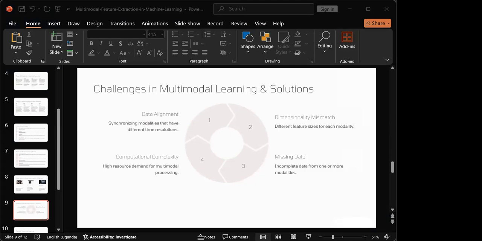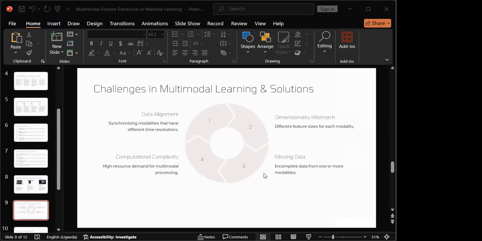Some of them take quite a period of time to attain. Then the solution there, we could have modality selection. If some of them have less information, you consider dropping them to reduce computational cost. Then you could also use lightweight models, which are less computationally intensive architectures. You have, like, MobileNets for images.